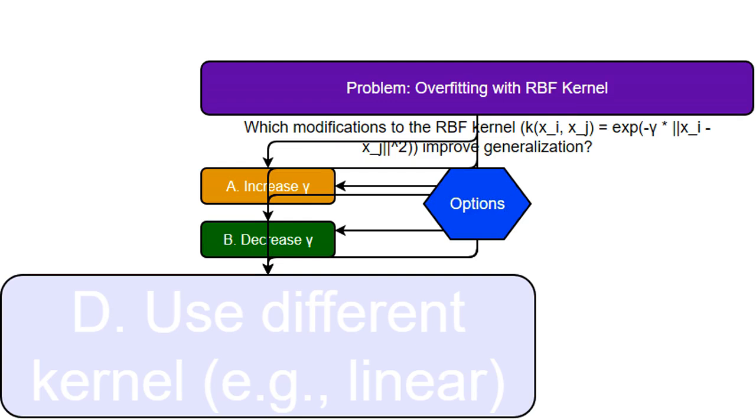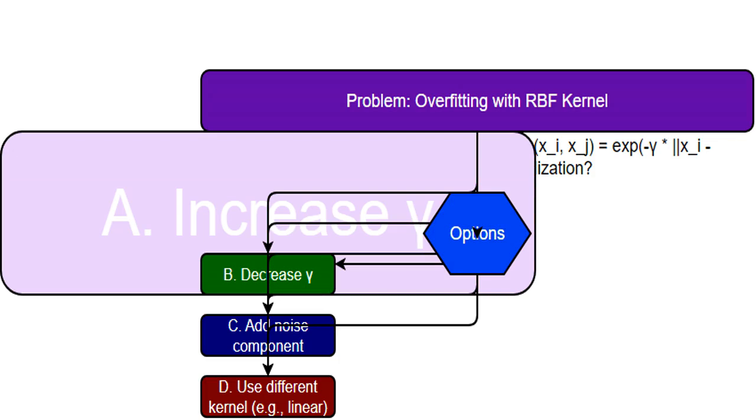I also suggest this method. It's a good idea to keep things simple if possible. Increasing gamma makes the bell curve narrower. This would result in a more complex, wiggly model that's very sensitive to minor data variations. It'll overfit even more, making the situation worse. I don't recommend this approach.